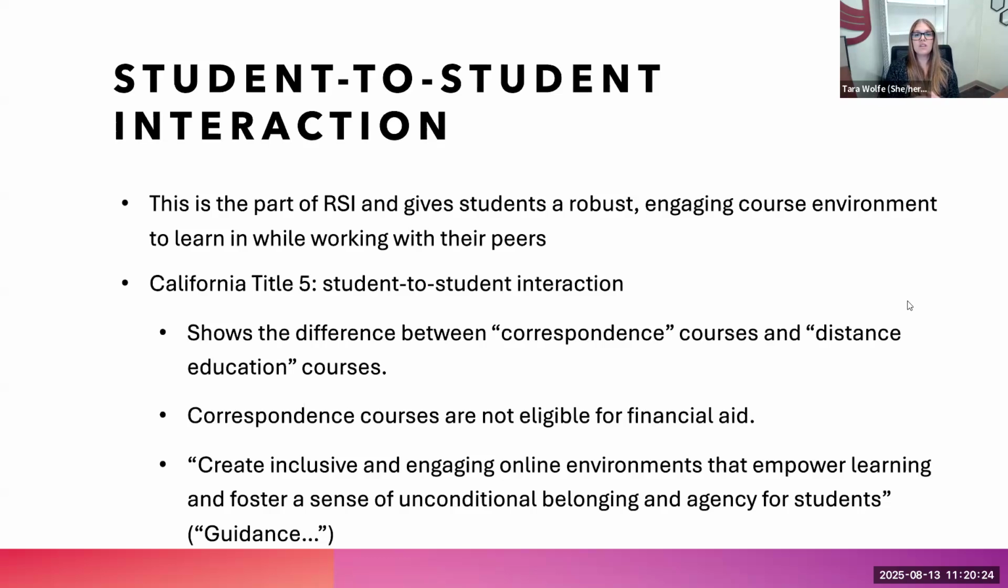So student-student interaction is the main way that we can show the difference between correspondence and distance education courses, so our online and hybrid courses. The main goal of our online courses is to create an inclusive and engaging online environment that empowers learning and fosters a sense of unconditional belonging and agency for students. So making sure that they feel part of a class, part of a community within our online courses.